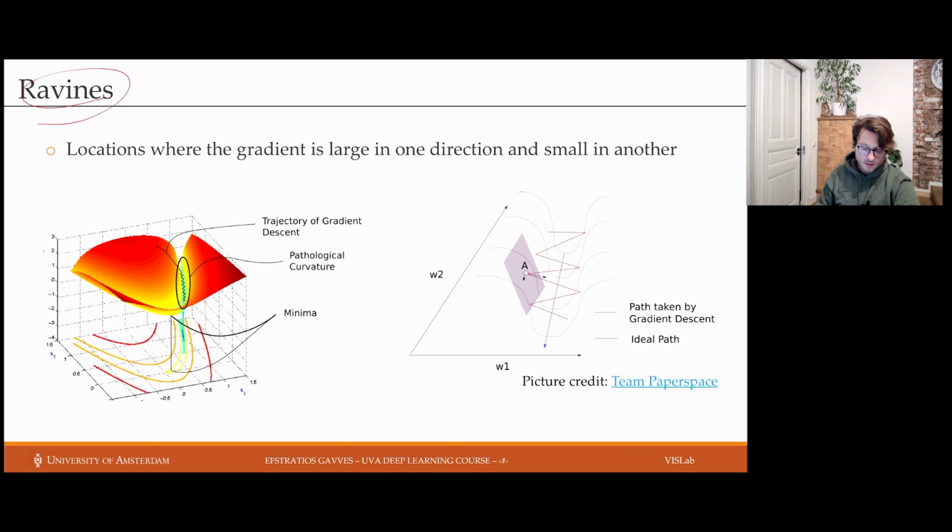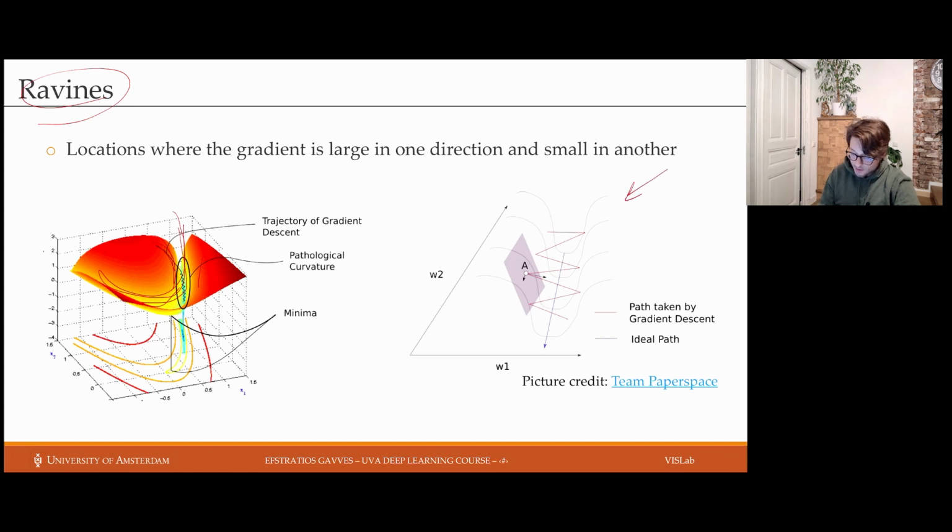Ravines are types of pathological. Another problem that we face with neural network landscapes is pathological curvatures, pathological geometries, local geometries in our loss surface. Ravines are actually a very frequent phenomenon. A ravine is a shape where you've got great steepness in one direction and flatness in another.